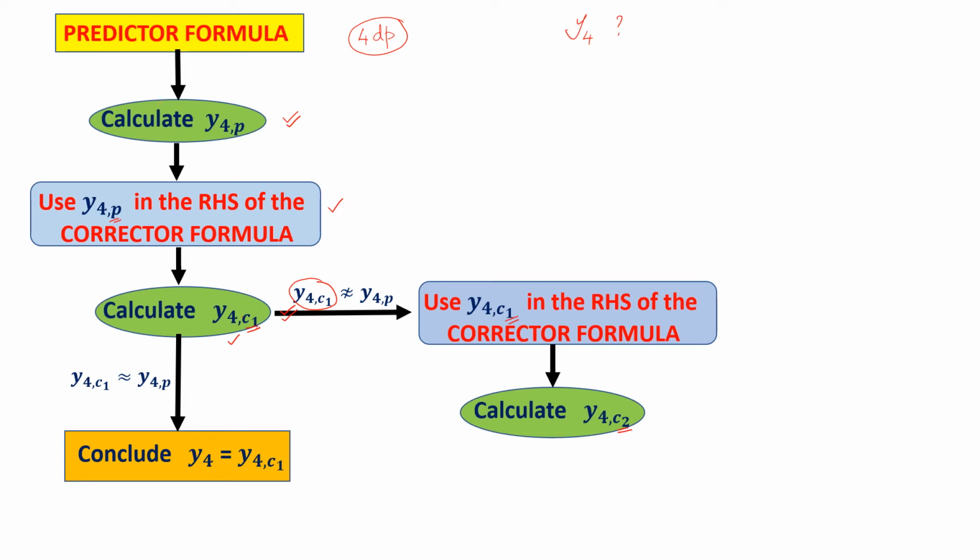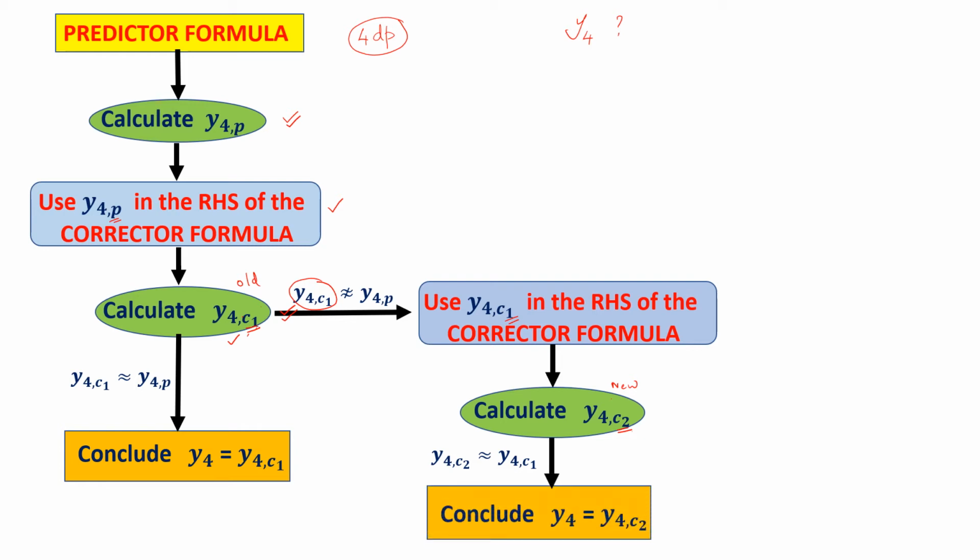So what are the values that I got now? y4p, then I got y4c1, but they both are not matching. Now you remove y4p from your memory. What is there now? The new value is y4c2 and the old value that you have is y4c1. Check whether these two are approximately equal. Now if y4c2 is approximately equal to y4c1, correct to the 4 decimal places that we want, then I will conclude my y4 as y4c2.